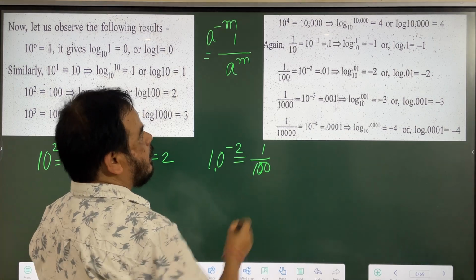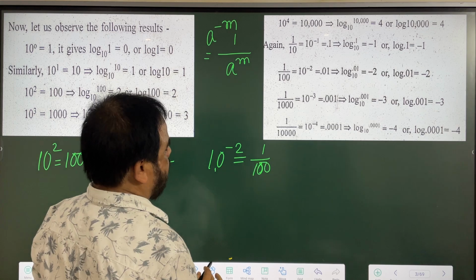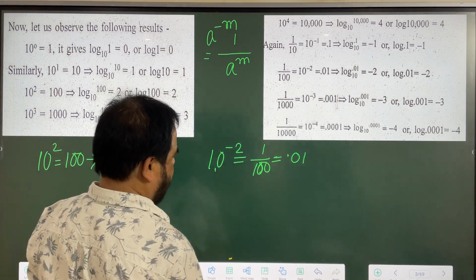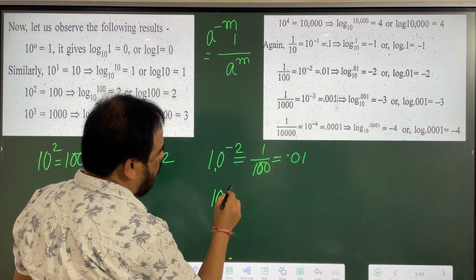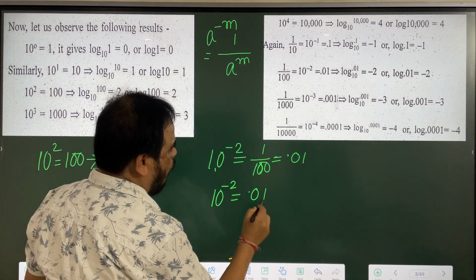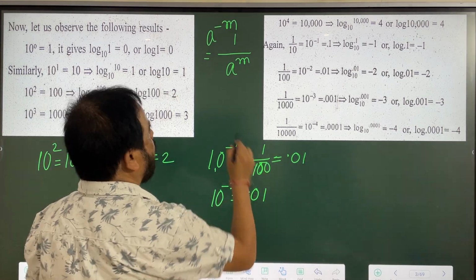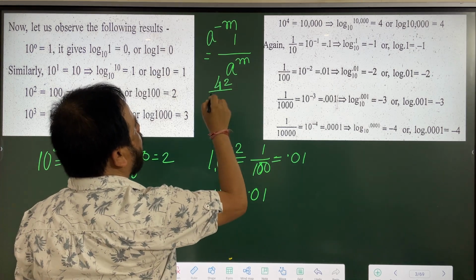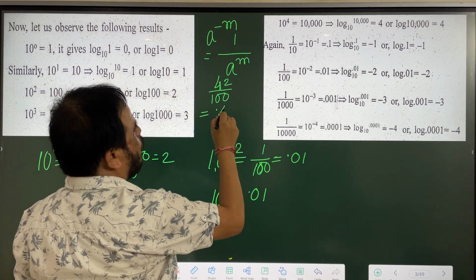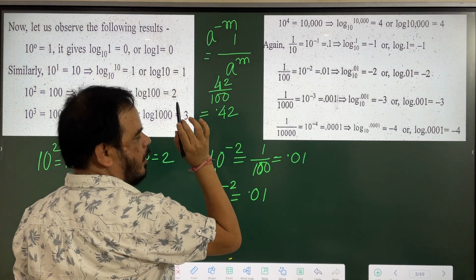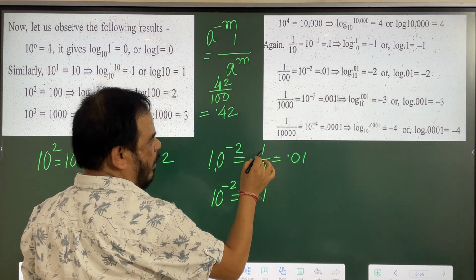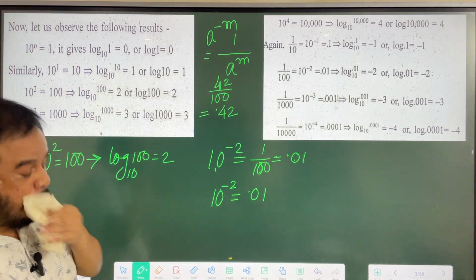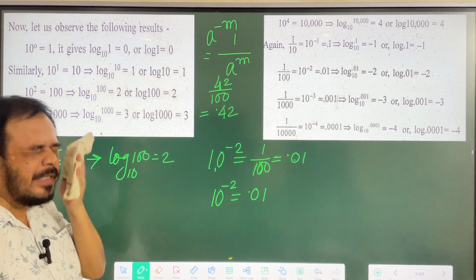So 10 to the power minus 2 is 1 by 100, or 1 by 100 we can write as 0.01. You know that 1 by 100 we can make into a decimal. So what have we got now? 10 to the power minus 2 equals 0.01. I hope you understand. Suppose 42 by 100, how can we make it decimal? 0.42, two digits after the decimal because there are 2 zeros. Here only 1 was there, a single number, so 0.01. You already know how to convert a fraction into a decimal, so I don't have to explain again.